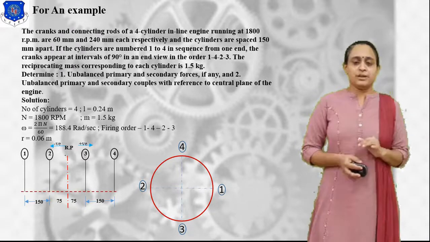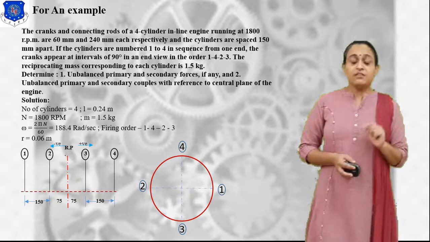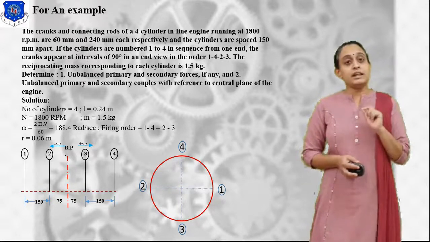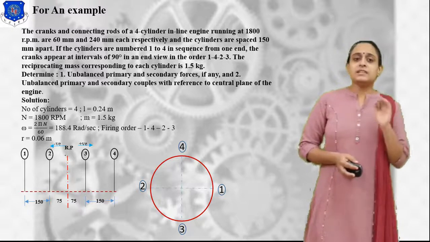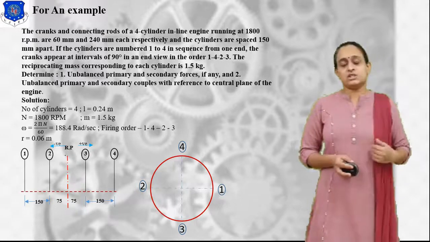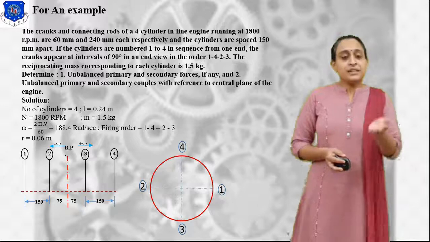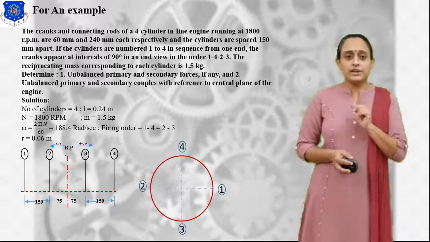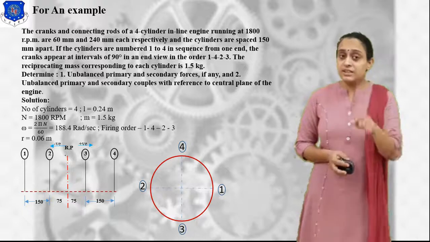Now what do we need to determine? Determine the unbalanced primary and secondary forces, if any. We have to calculate the unbalanced primary and secondary forces, and the unbalanced primary and secondary couple with reference to the central plane of the engine. For the couple we only need the reference plane. Here all the masses are the same and it is given in the data. You have to remember it is given in the data.